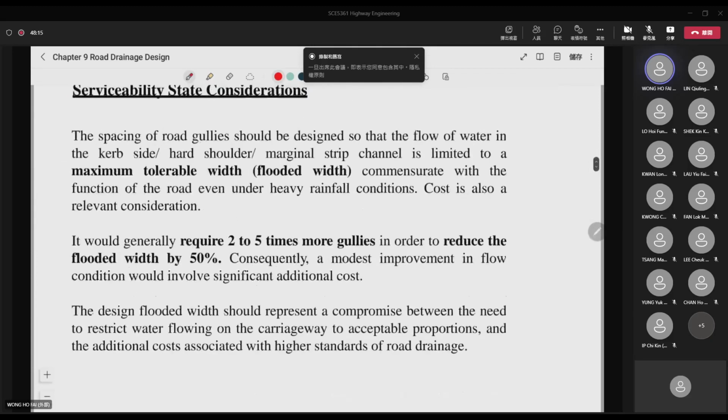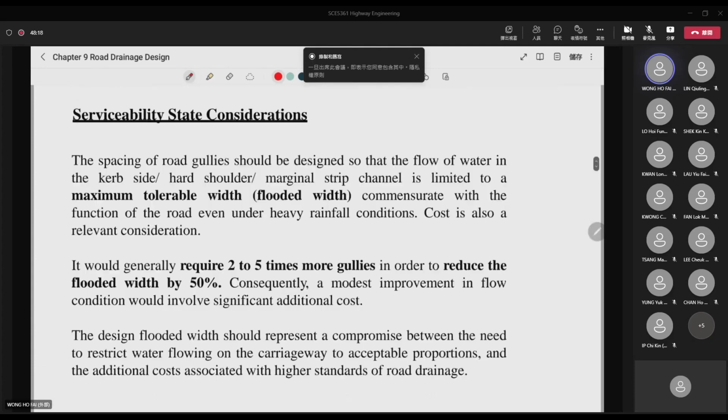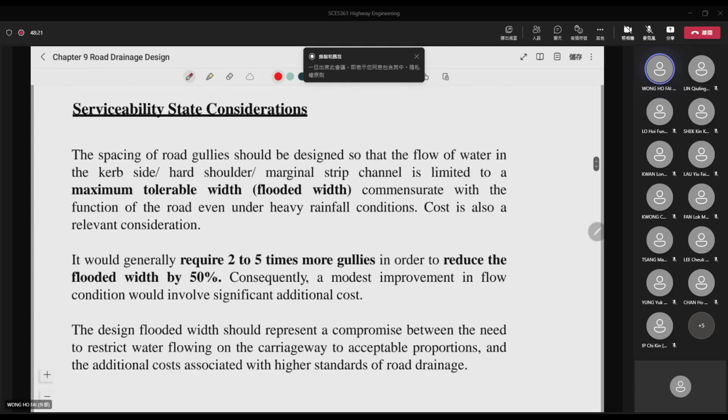And then basically when we consider the road design, we have 2 considerations as I mentioned before. One is called the serviceability state consideration. The other one is called the ultimate state consideration. Now the spacing of the road gully is designed so that the flow of water in a channel is limited to a maximum tolerable width. That means we don't want the flooded width to be too wide. However, as I mentioned, if you are designing too close gully, then your flooded width will not be wide, but it will be very expensive.